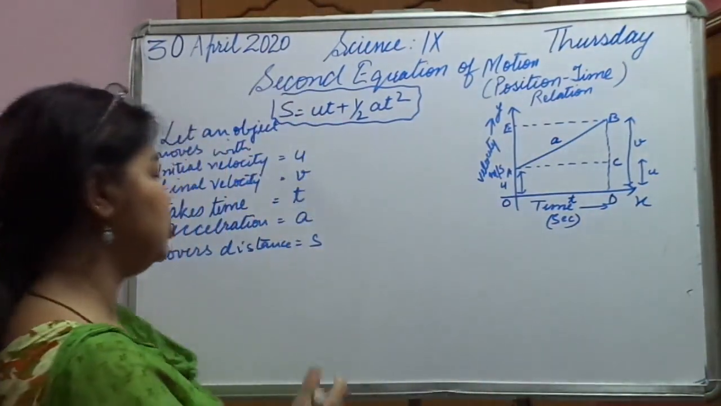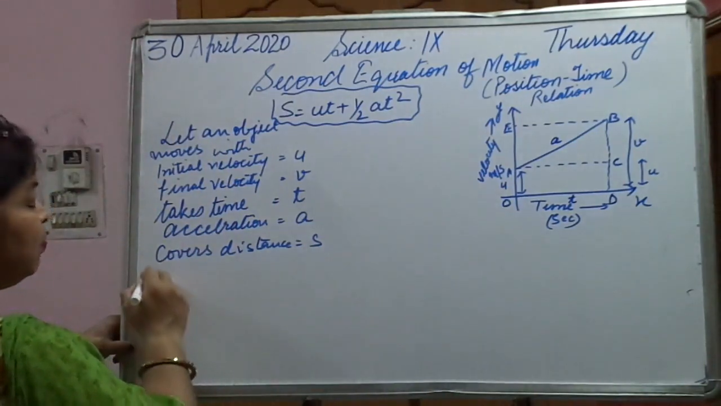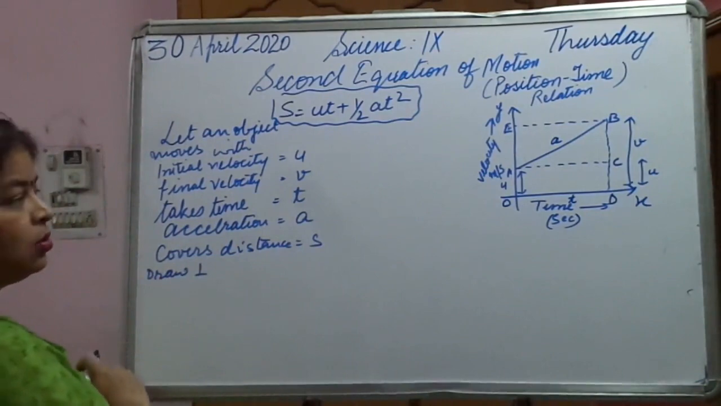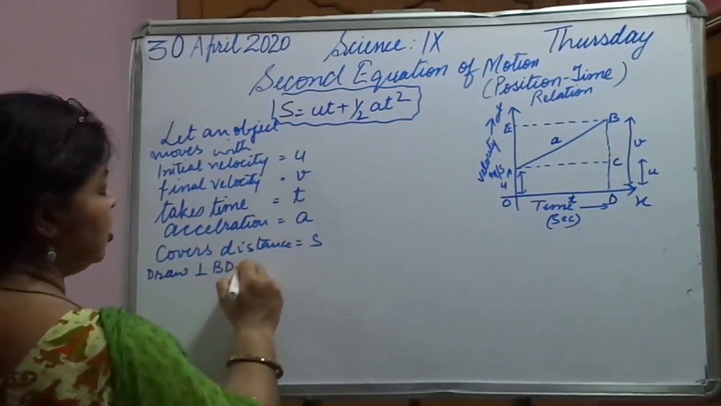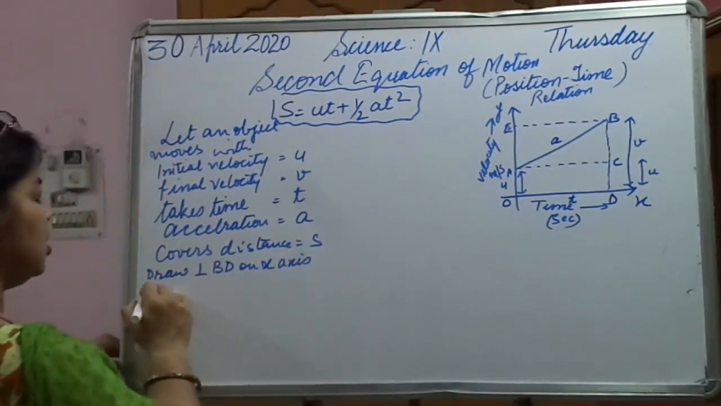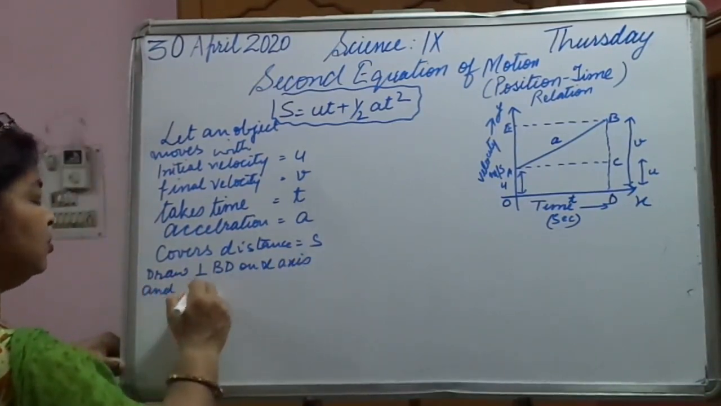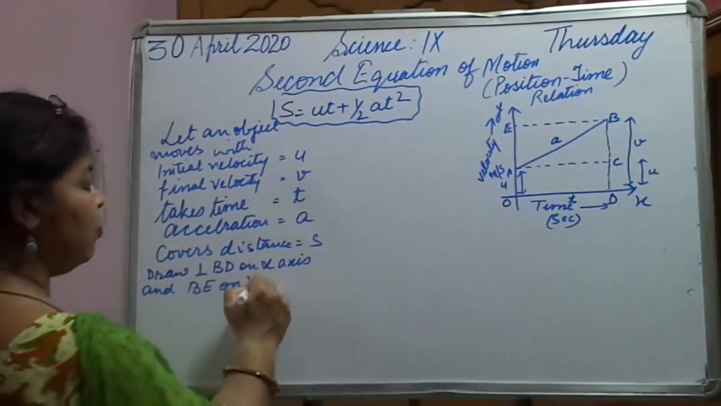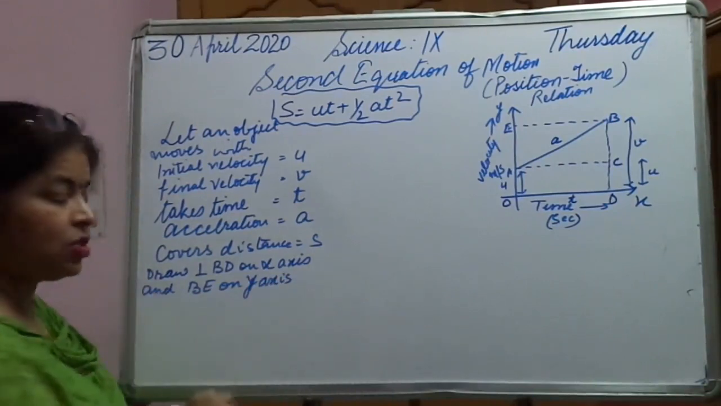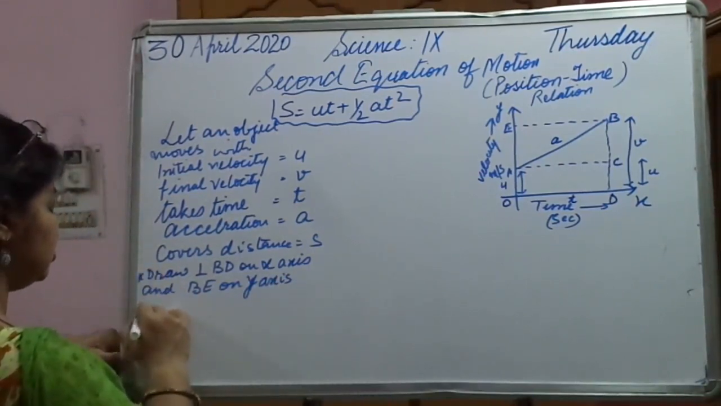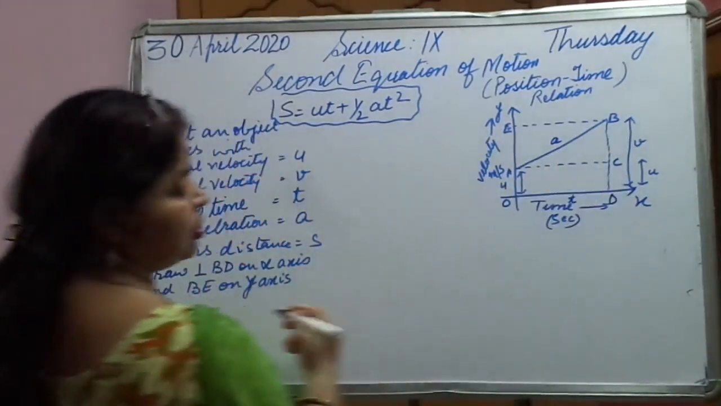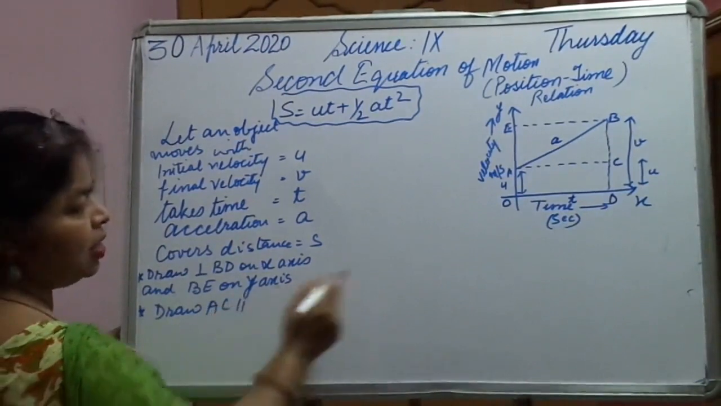Fine. So we are going to start again. What will we write here? Draw perpendicular BD on x-axis and BE on y-axis. So this is the first construction. Second construction, draw AC parallel to OD.